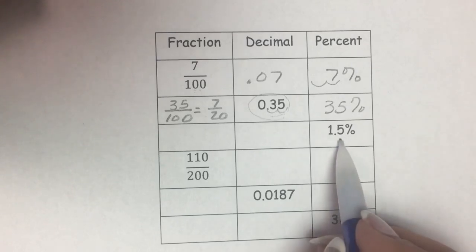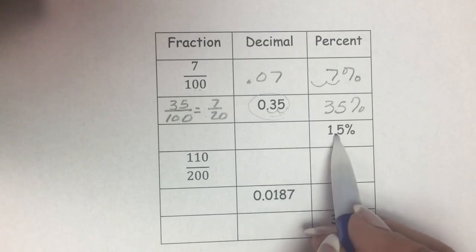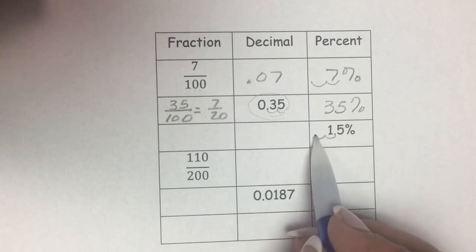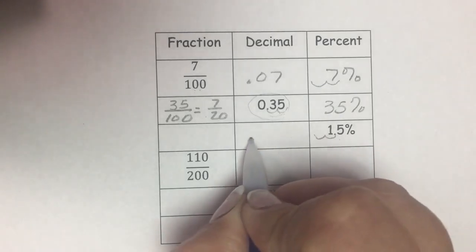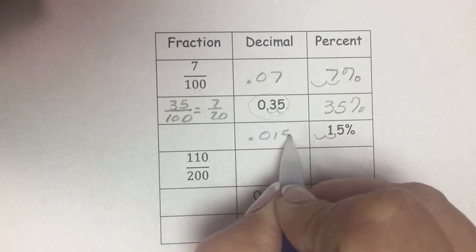All right, let's look at this one. I'm given a percent. So I'm going to change it to a decimal first. So I'm going to move it 2 places to the left. So that would be 0.015.